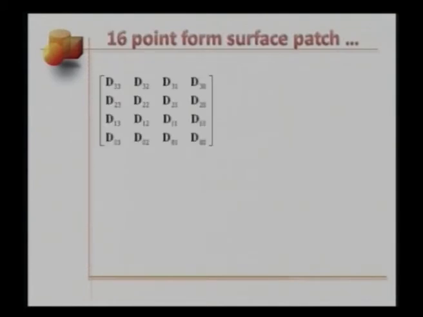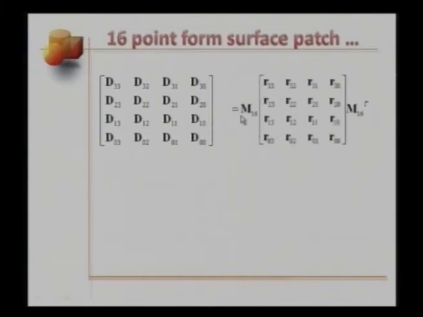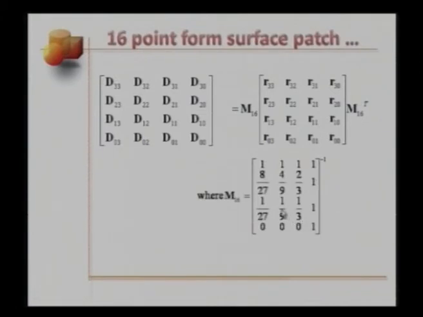So the unknown coefficient matrix Dij will be given as M16, I'll tell you what this is in a while, times the sampling geometric matrix times M16 transpose. So what is M16? M16 is given by the inverse of this 4 by 4 matrix, 1, 1, 1, 1, 8 over 27, 4 over 9, 2 over 3, 1, 1 over 27, 1 over 9, 1 over 3, 1, and 0, 0, 0, 1.